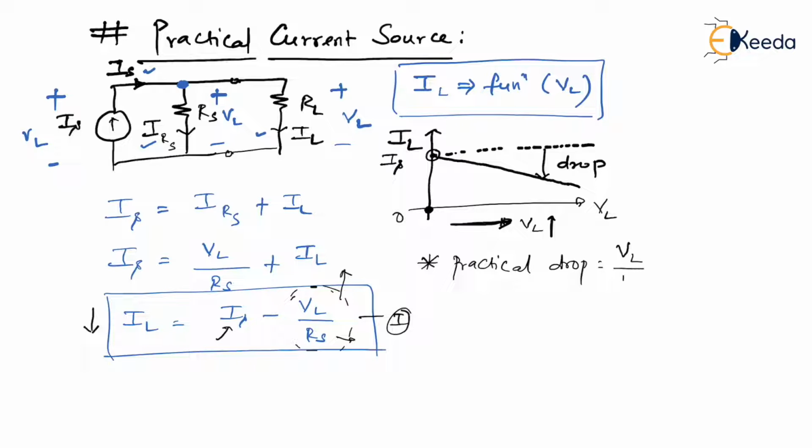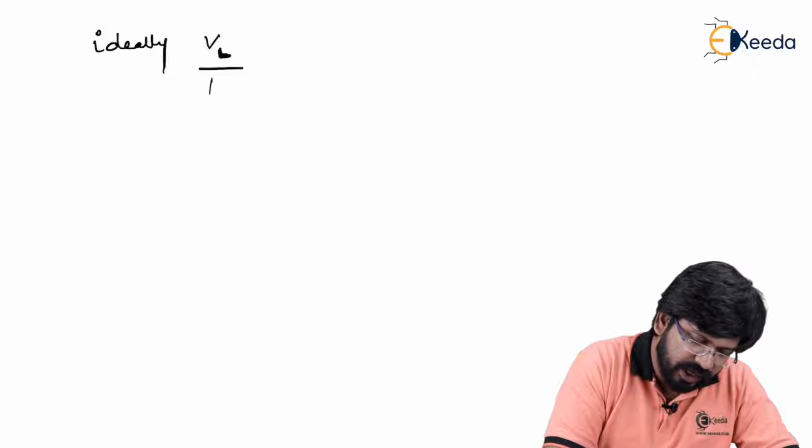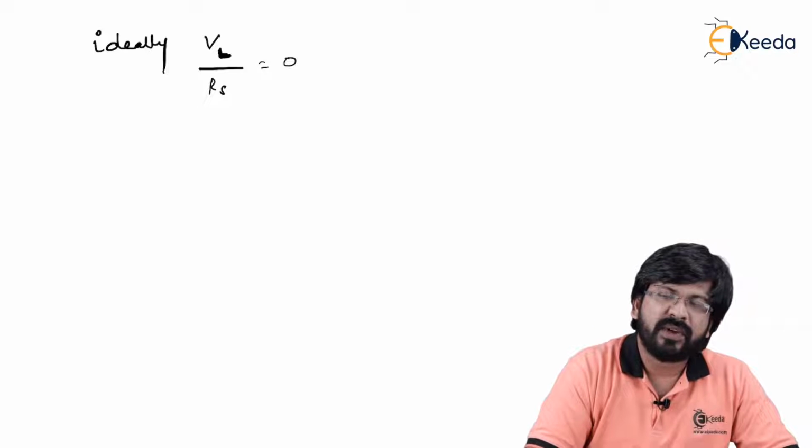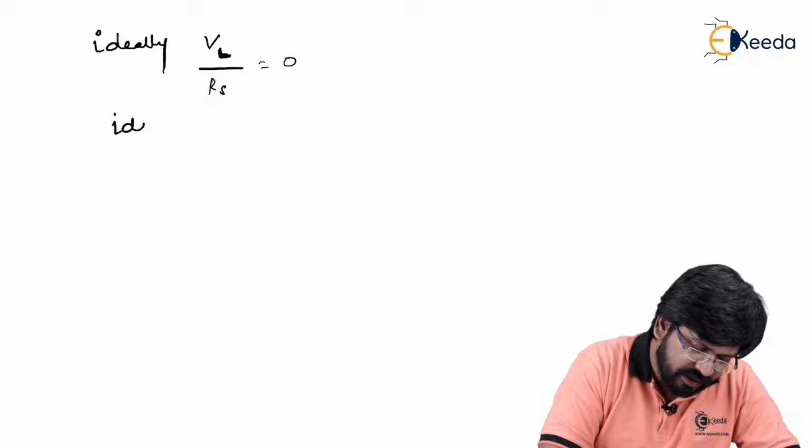So what you can see, the practical drop in load current is equal to how much? It is VL upon RS. We believe that ideally the drop value should be equal to 0. So what is the drop value? Drop value is VL by RS. So ideally speaking, VL by RS will be equal to 0. So again we can use our mathematical sense that a ratio can be 0 only if the numerator is 0 or the denominator is infinity. As we can see, the numerator is VL and VL cannot be 0. It means it is only possible if RS becomes infinity. So we say that ideally RS should become infinity.